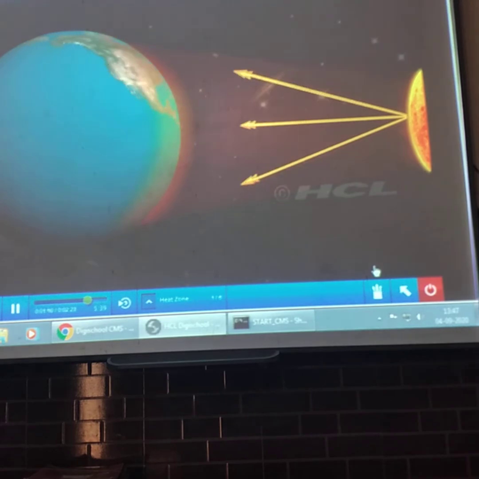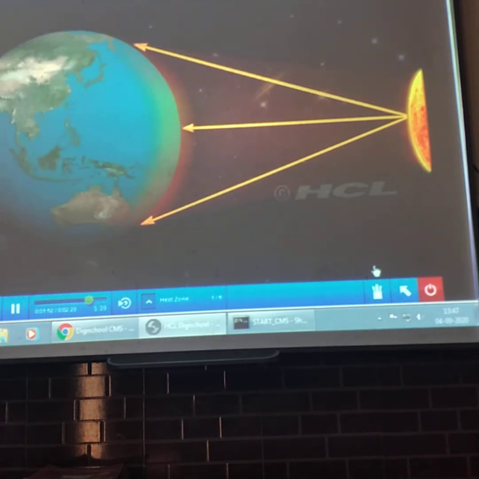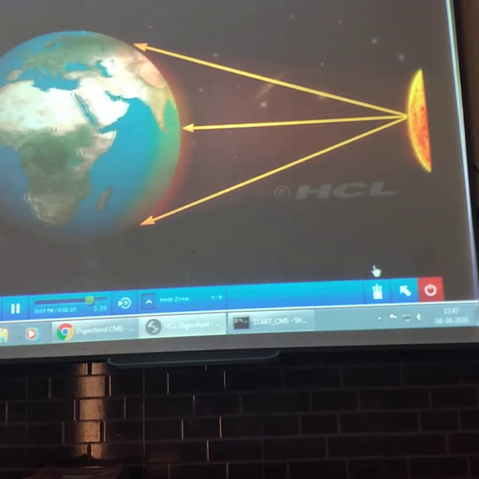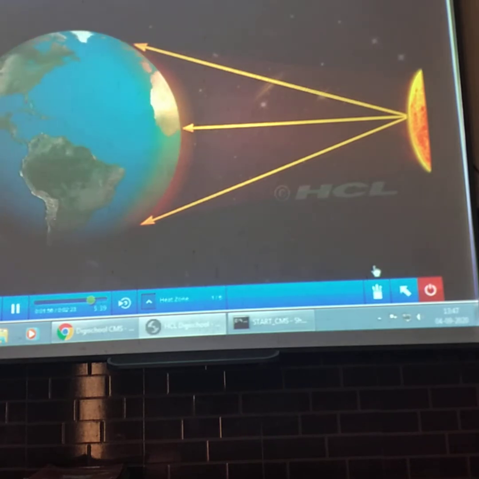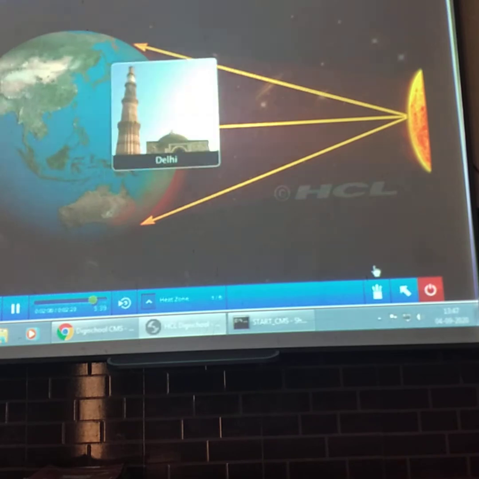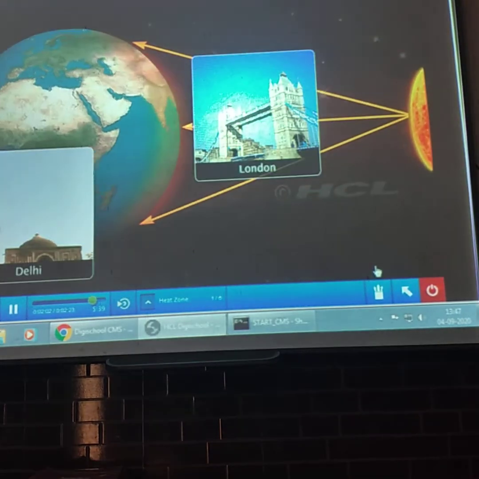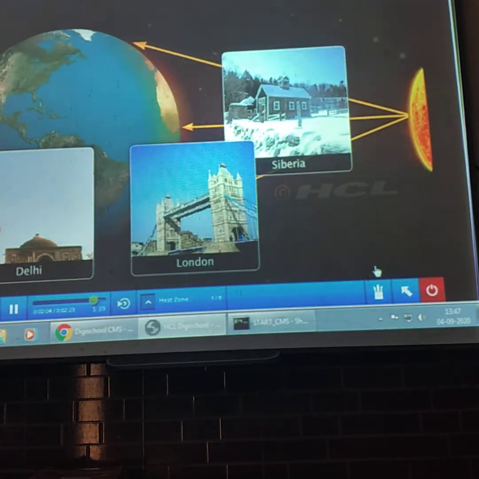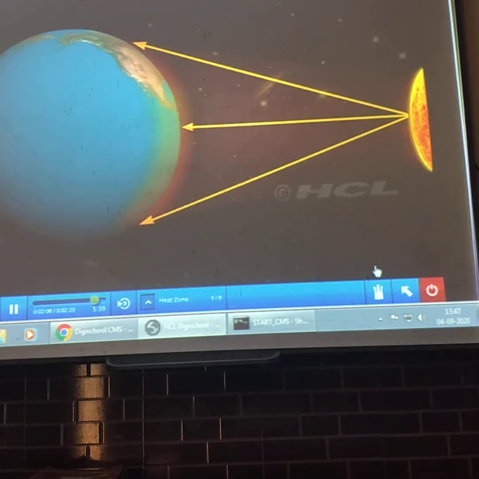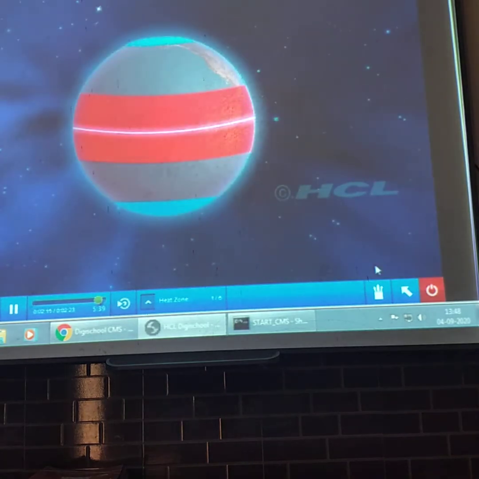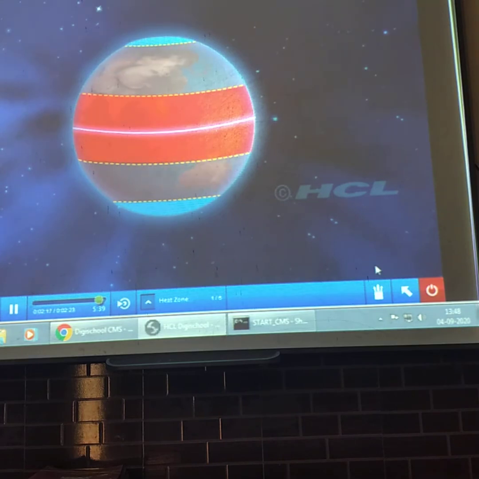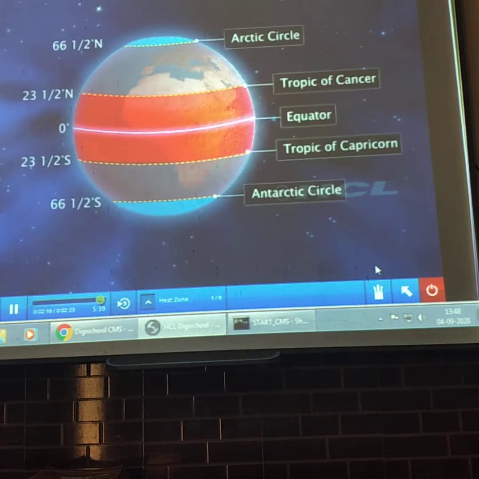The heat received by any place on Earth is determined by its distance from the sun. This was the reason behind the high differences among the climates of Delhi, London, and Siberia. The Earth is divided into three distinct heat zones based on the degree of heat received from the sun. We use the major parallels of latitude to determine heat zones.